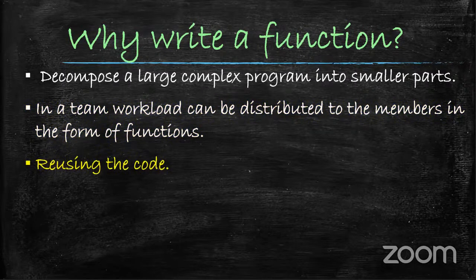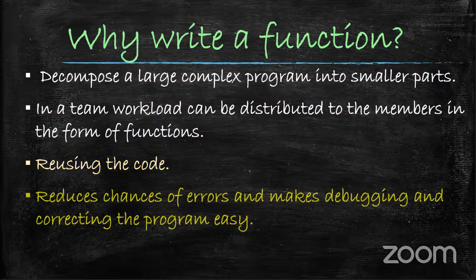This is again reusing the code. What is the meaning of reusing the code? The same function can be used multiple times. So we are reusing the code. You don't have to write the code again. Then it reduces the chance of errors and makes debugging and correcting programs easy, because you are decomposing the large program. Once the complex program becomes a simple program because of the decomposition, finding errors becomes easy, right? Debugging and correcting the program also becomes easy. The last two points are nothing but a product of the first point. That is clear?